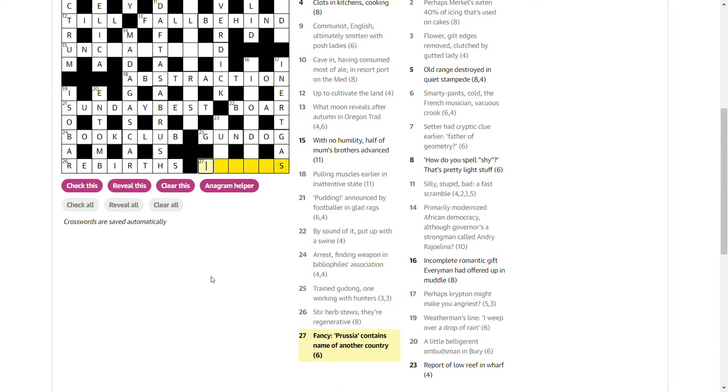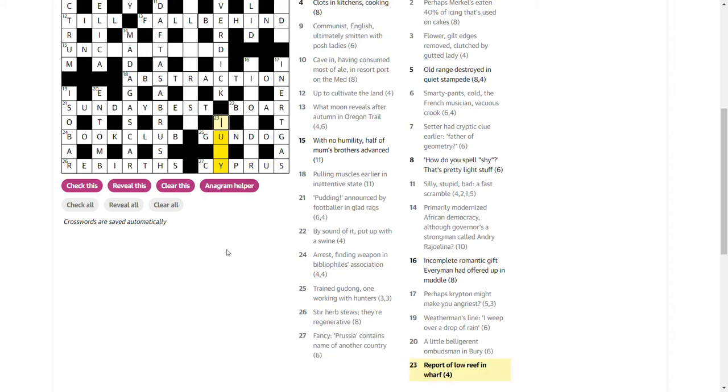Fancy Prussia contains the name of another country. Cyprus? Right, yeah. Explain. It's a hidden clue in the letters hidden in the two words fancy Prussia. Prussia itself contains Russia, but that's obviously a red herring.